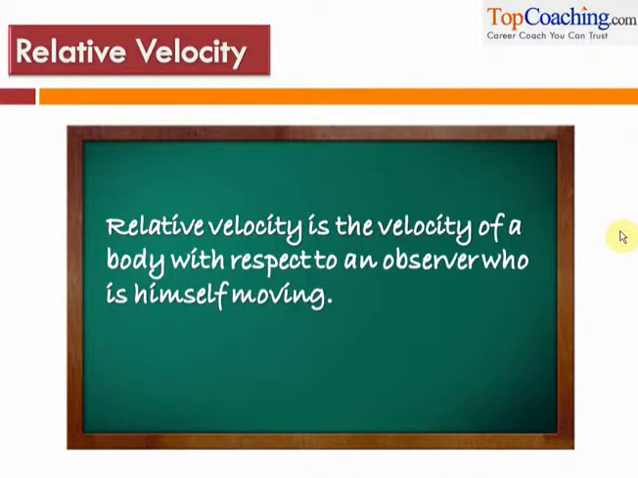Relative velocity. Let's proceed. First of all, let's try to understand exactly what relative velocity means. Relative velocity is the velocity of a body with respect to an observer who is himself moving. So, for example, if you are traveling in a bus, the velocity of another bus that's traveling next to your bus will be relative to your bus. So basically, if you yourself are moving, the velocity of another body relative to your velocity will be the relative velocity of the body with respect to you, isn't it?